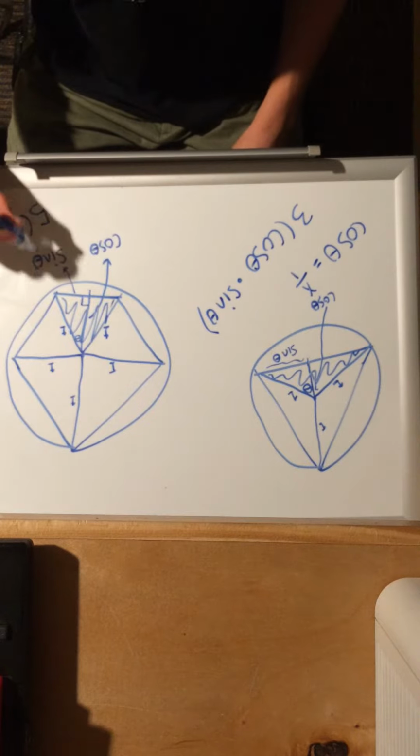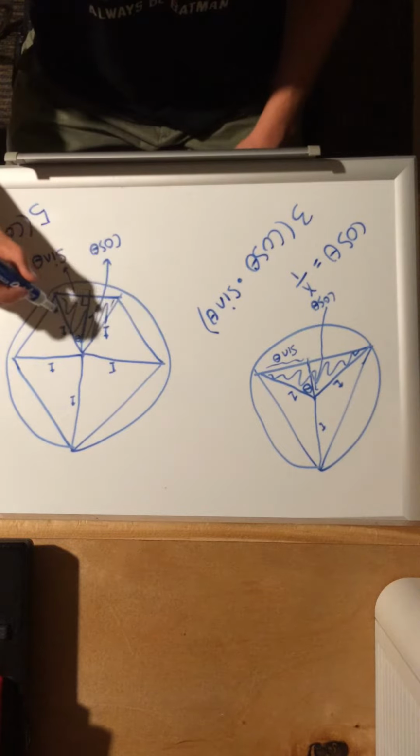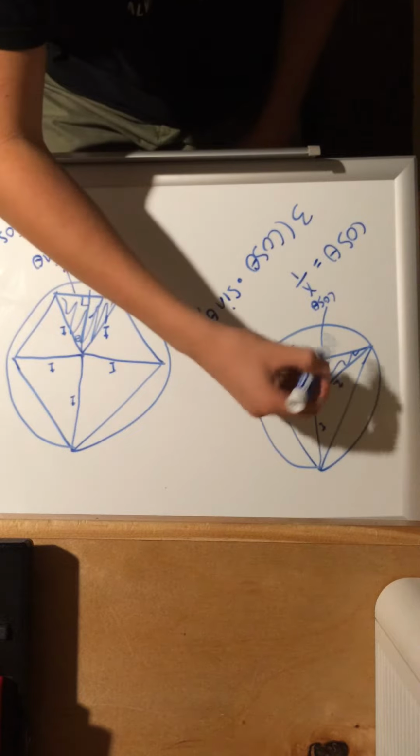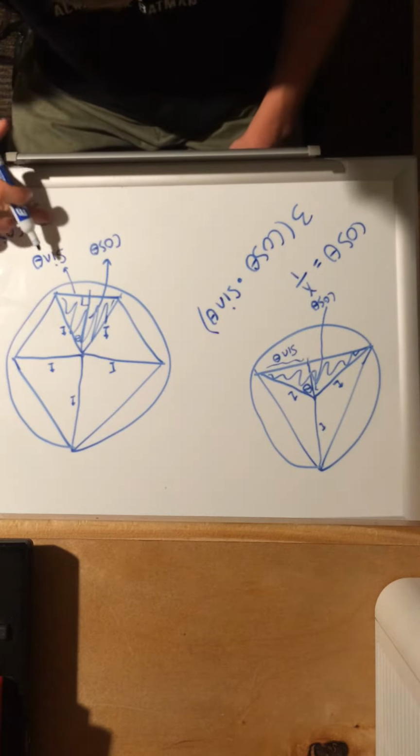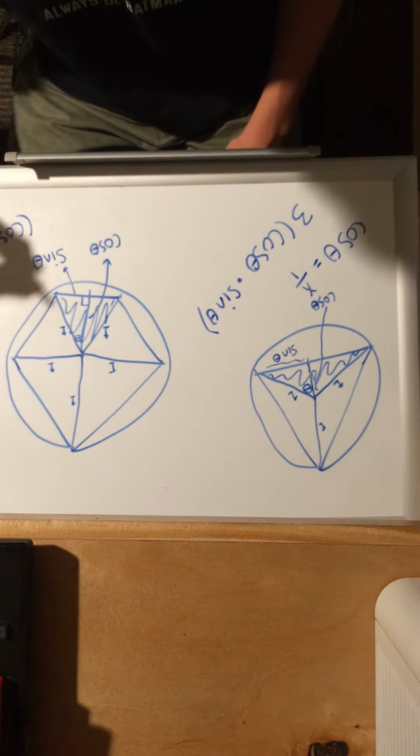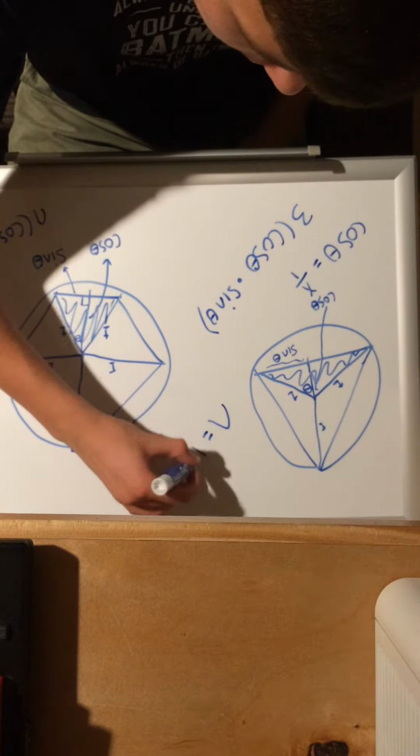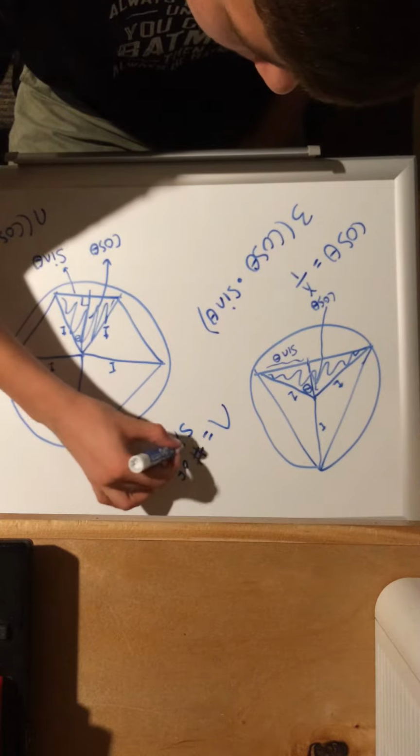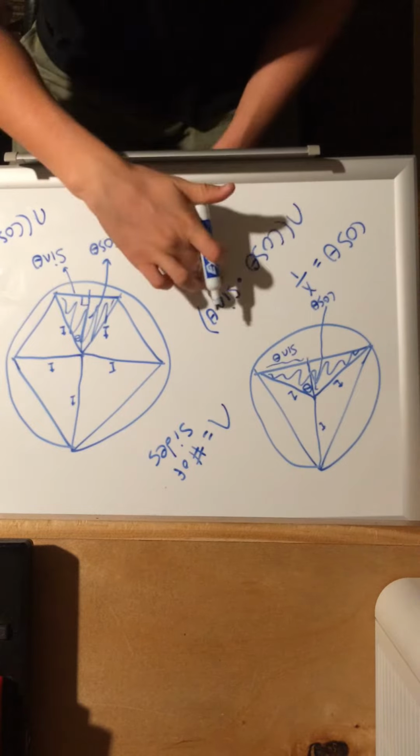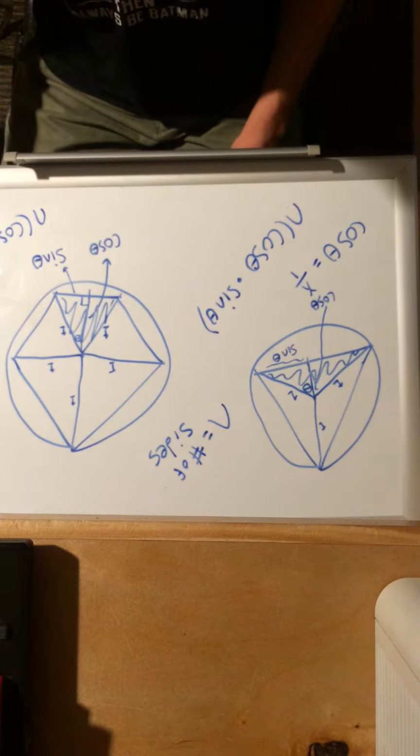Now, the area of the pentagon is the combination of cosine of theta times sine of theta for 5 different sections. 5 different sections, 5 different sides. 3 different sections, 3 different sides. So it seems that the number of sections is the same as the number of sides. So we can say that n is equal to the number of sides. So we know that n times cosine of theta times sine of theta gives us the area of any polygon inscribed within a circle of radius 1.